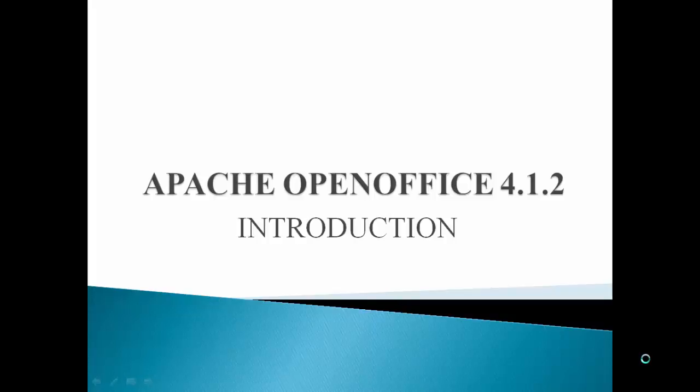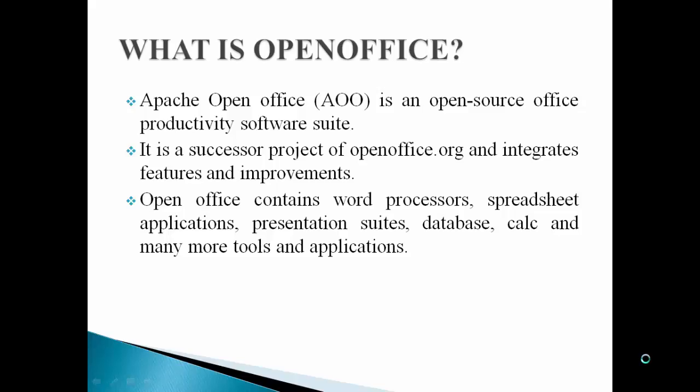Today I am going to explain to you about Apache OpenOffice 4.1.2. Coming to the introduction, what is OpenOffice? Apache OpenOffice is an open-source productivity software suite. It is a successor project of OpenOffice.org and integrates features and improvements. OpenOffice contains word processors, spreadsheet applications, presentation suites, database, and many more tools and applications.